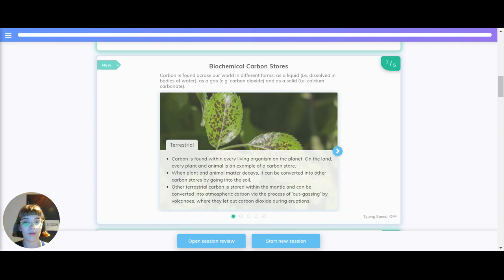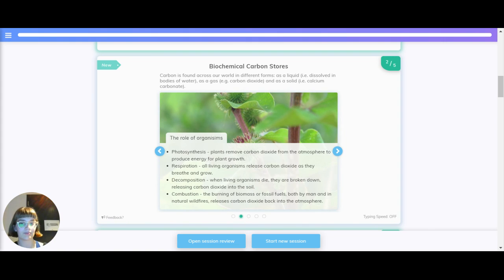Terrestrial. Carbon is found within every living organism on the planet. On the land, every plant and animal is an example of a carbon store. When plant and animal matter decays, it can be converted into other carbon stores by going into the soil. Other terrestrial carbon is stored within the mantle and can be converted into atmospheric carbon by the process of outgassing by volcanoes, where they let out carbon dioxide during eruptions.